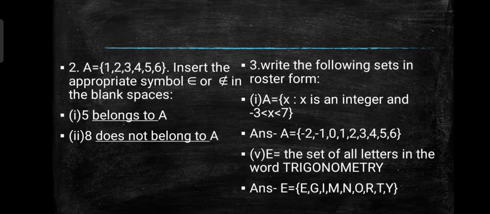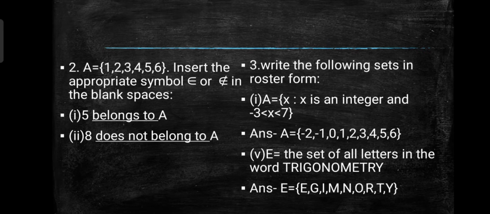And then the next question: write the following sets in roster form. They've given a set X such that X is an integer and it lies between -3 and 7. So how do you write that? They've given that X is an integer, so minus values, 0, and plus values are all considered. And then X lies between -3 and 7. So what are the integers that lie between -3 and 7?